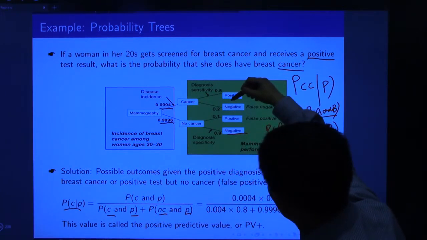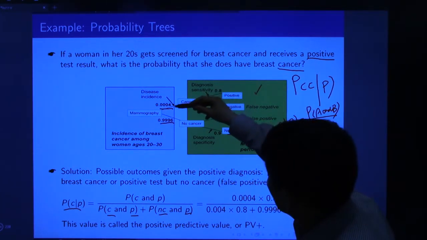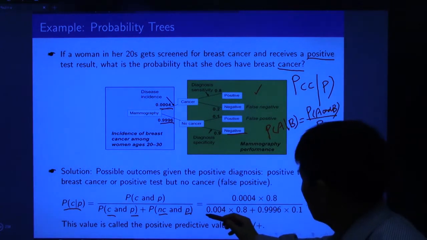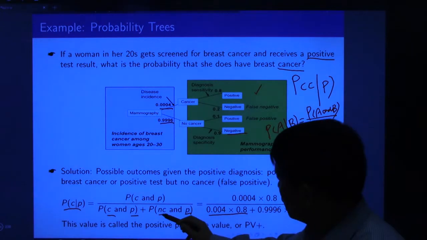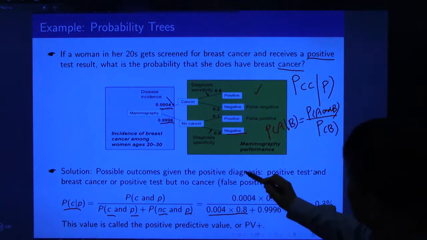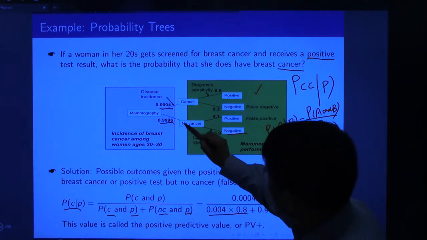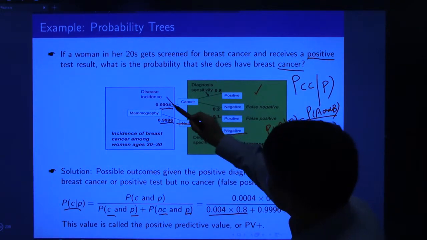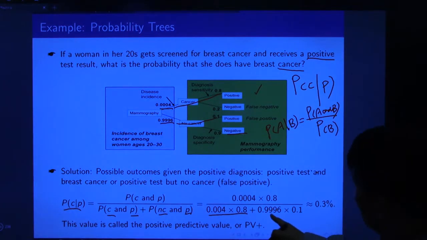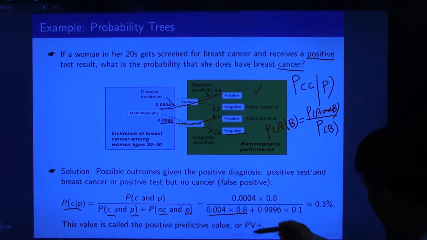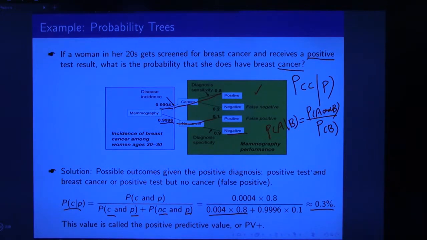And this, okay? So 0.0004 times 0.8, and positive no cancel. So positive is here and no cancel is here. So this and this, this and this. Right? So that will be 0.9996 times 0.1. Okay, we plug in these numbers and the result gives us 0.3%.